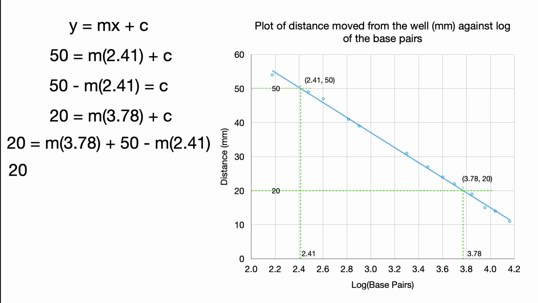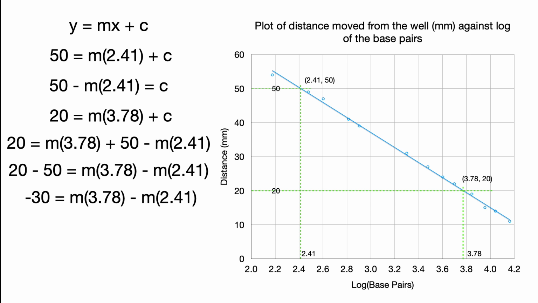So the first thing we do is we move the 50 over. So 20 minus 50 is equal to m multiplied by 3.78 minus m multiplied by 2.41. So that means that minus 30 is equal to m multiplied by 3.78 minus m multiplied by 2.41. Next we isolate for m, so we move it out, and we can say that minus 30 is equal to m open brackets 3.78 minus 2.41. We can then calculate the value of 3.78 minus 2.41, which gives us a value of 1.37.